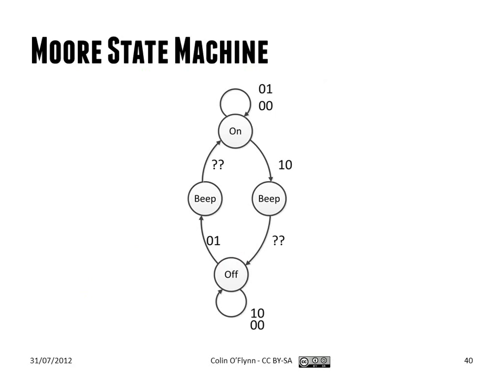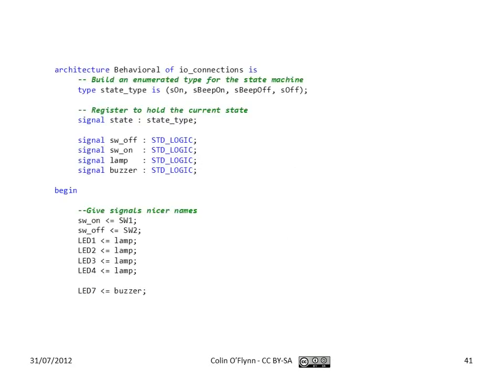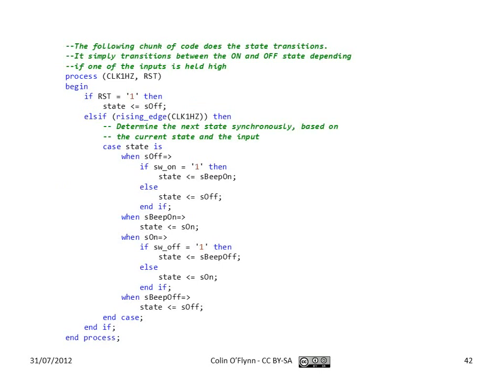For the Moore state machine, we just have 4 states instead of 2, but the output logic is slightly simpler. This part's the same. You notice we have 2 extra states, the beep on and beep off. There's S off and S on, but also the beep on and beep off states, which are just intermediate states that always transition to the next state.